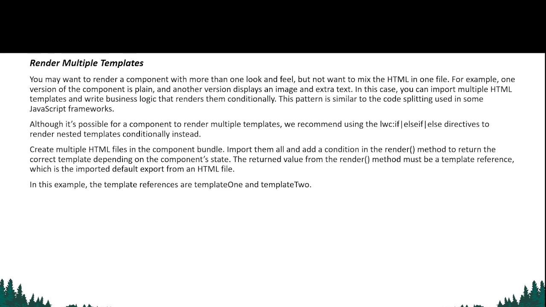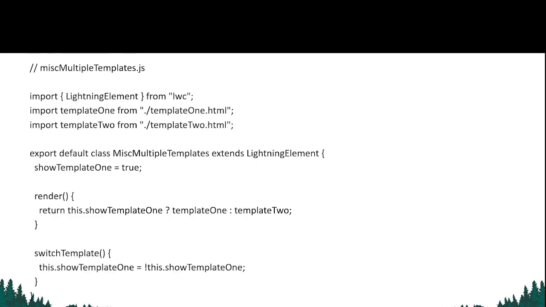You can also use the else if statement, the if statement. You can also create multiple HTML files with the help of this multiple render templates. So this is the example of executing the multiple templates in the rendering in the lightning element. So template 1 and template 2 are generated in the HTML code, and then I am exporting these multiple templates and extending the lightning element. Then if one template is true, then I am rendering this template to the other template, and then I am switching between the templates.